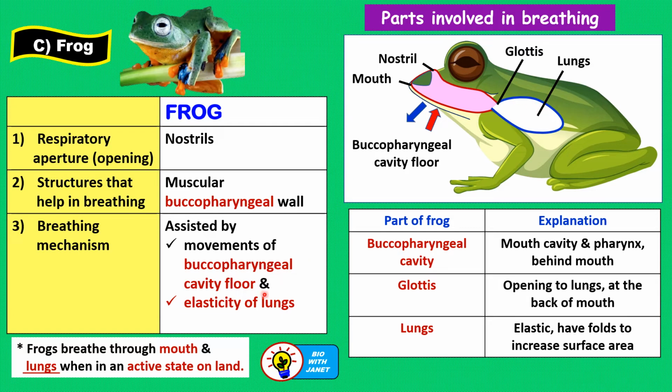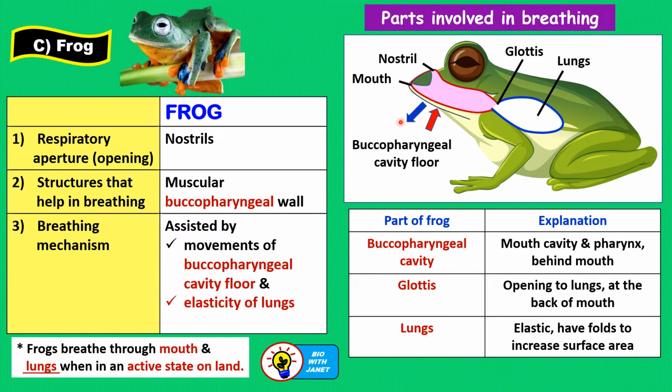Right, coming back to this table, the structures that help in the breathing mechanism are the muscular buccopharyngeal wall, or the muscular floor of the buccopharyngeal cavity. So the breathing mechanism is assisted by movements of the buccopharyngeal cavity floor.